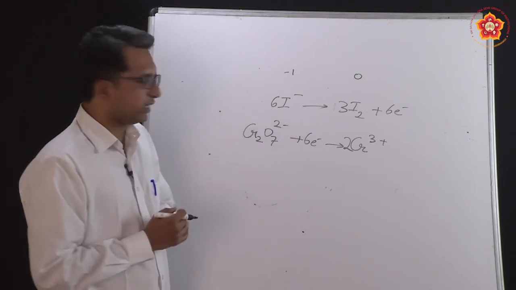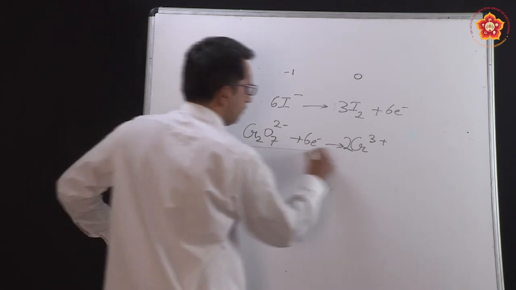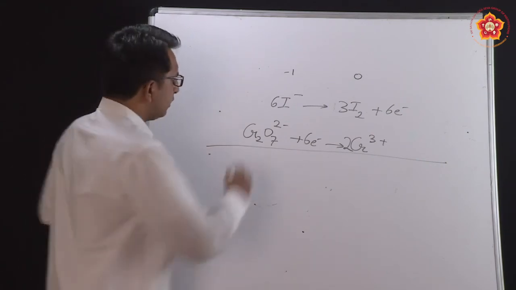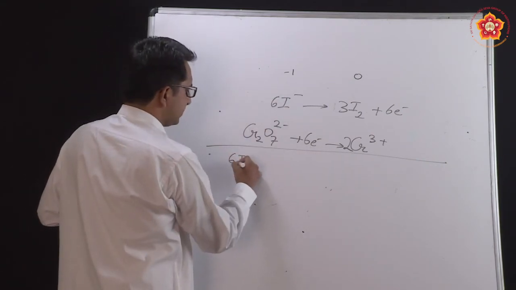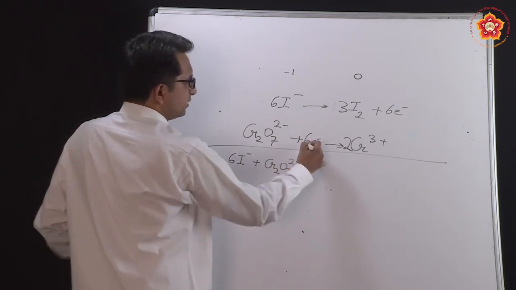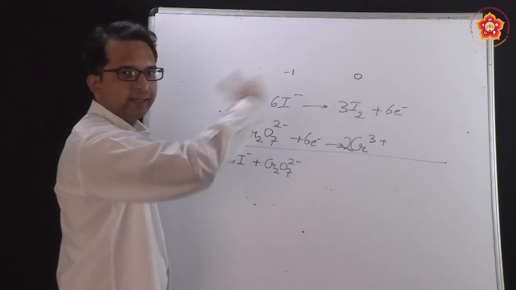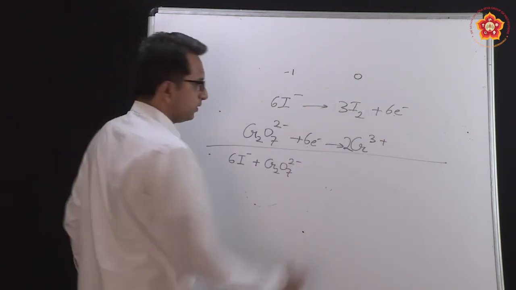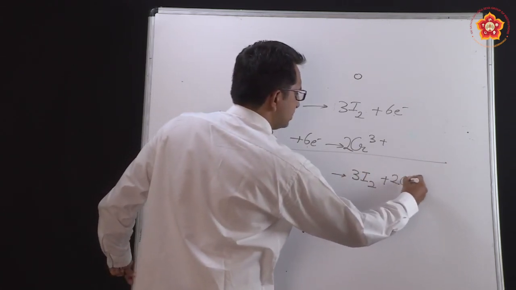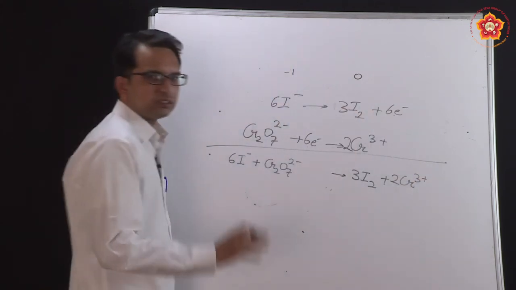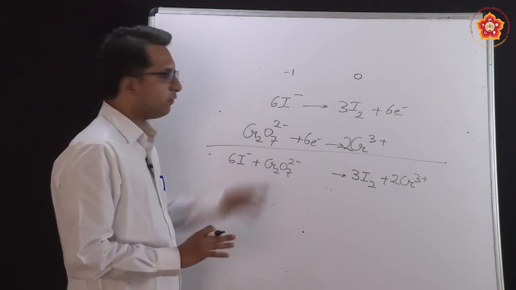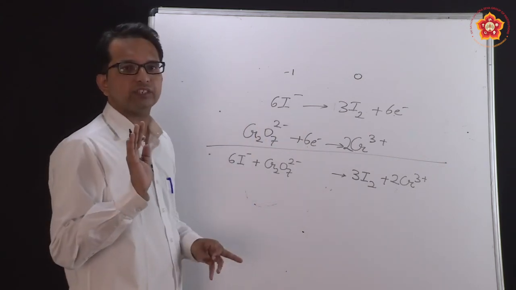So how do we balance this entire reaction now? Once again you have to apply the first year oxidation state concept here. Let us take what is on the left hand side: 6I- plus Cr2O7 2-. The 6 electrons get cancelled because they are the same on either side, giving rise to 3I2 plus 2Cr3+. This is the final reaction that we get from these two reactions. The dichromate is the oxidizing agent, and this is the overall reaction which is taking place.